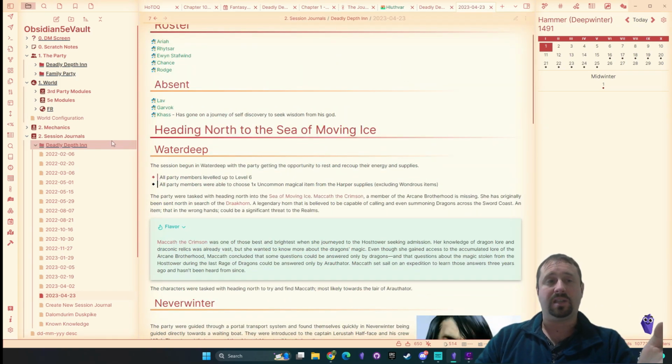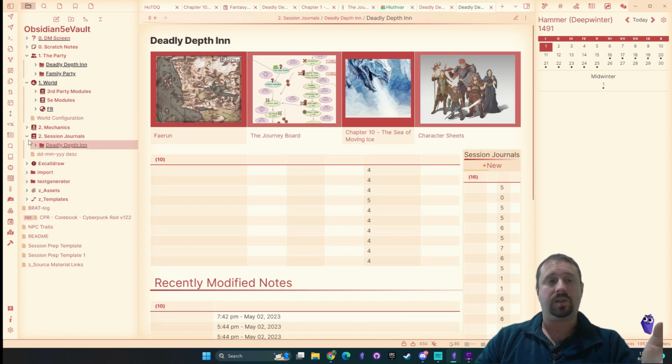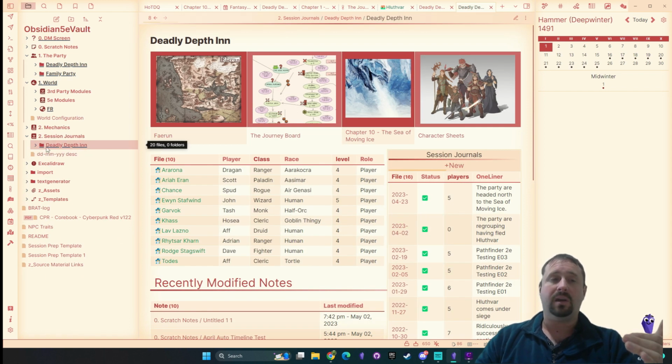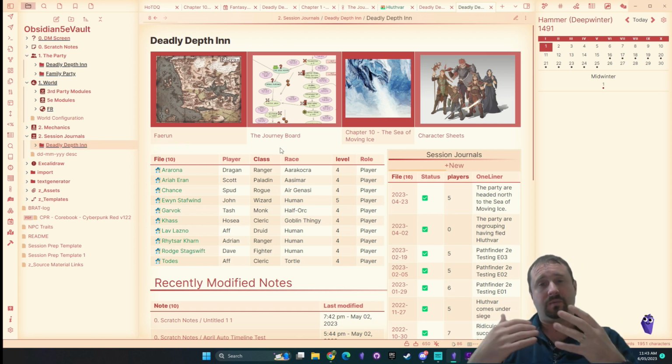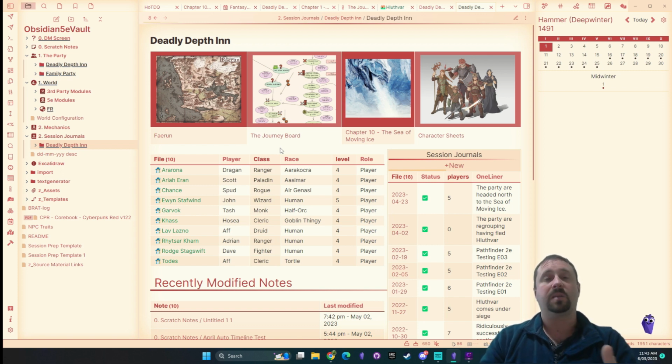And what that means is if I had another long-term party playing in my game, I could just have another folder for their session journals, and that would allow them to still have the one vault being used for the two parties, all under the same system.